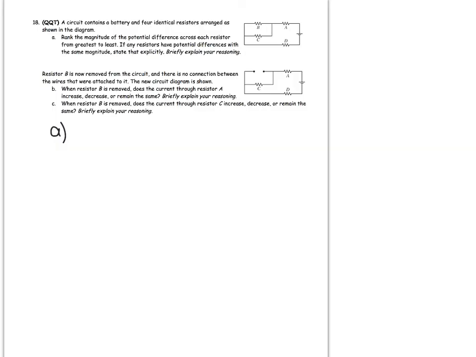All right, so we're going to go ahead here and take a look at this circuit, and the first question we're asked to do is rank the magnitude of the potential difference across each resistor from least to greatest. The first thing I see here, we know that all these resistors are identical, is that B is equal to C. I know that for sure because these two, B and C, are connected in parallel, so they must have the same potential difference. Now I'm going to go ahead and think about A and D, okay?